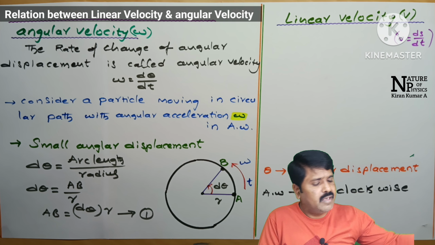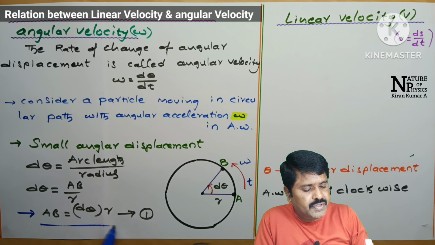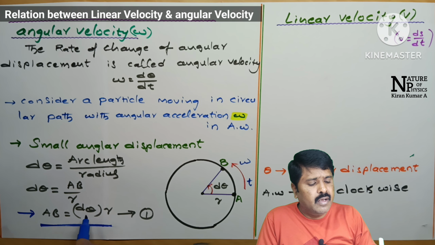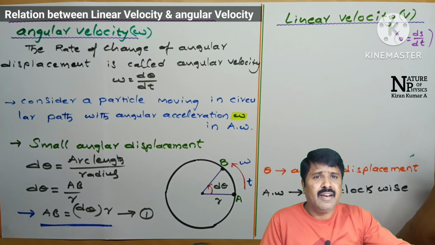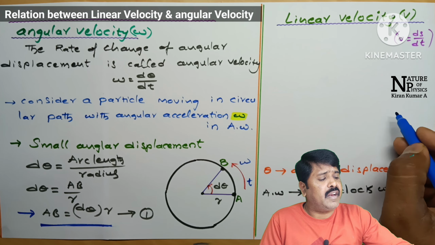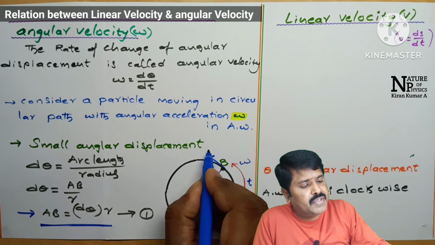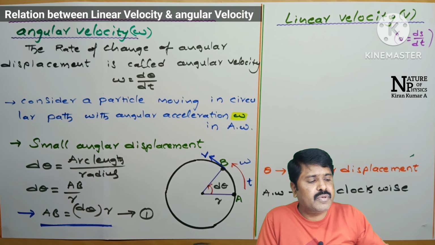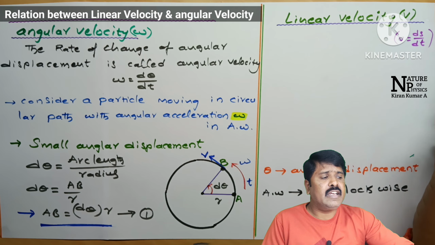Notice that students, here AB is the arc length, which is equal to d theta into r, or r into d theta, it is the same. Next, linear velocity. The rate of change of linear displacement is called linear velocity. Linear velocity V is equal to ds by dt.